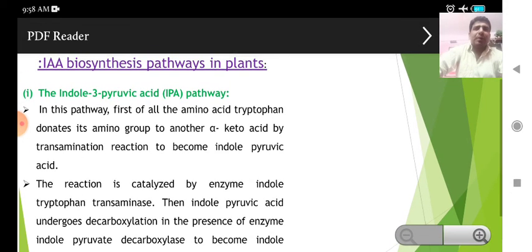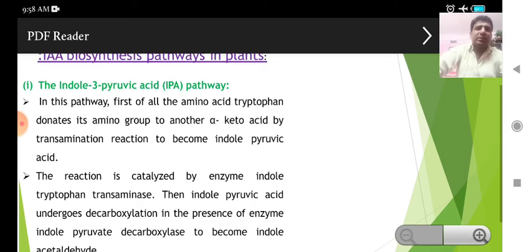See, the biosynthesis of indole acetic acid. That particular pathway is known as the indole-3-pyruvic acid pathway. In this pathway, first of all, the amino acid tryptophan donates its amino group to an alpha keto acid by a transamination reaction, the transfer of the amino group from tryptophan to the alpha keto acid, to become indole pyruvic acid.